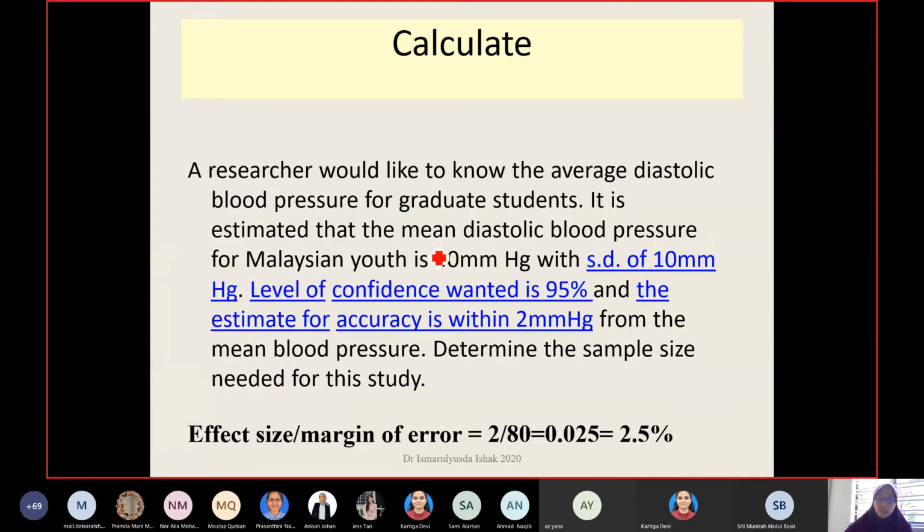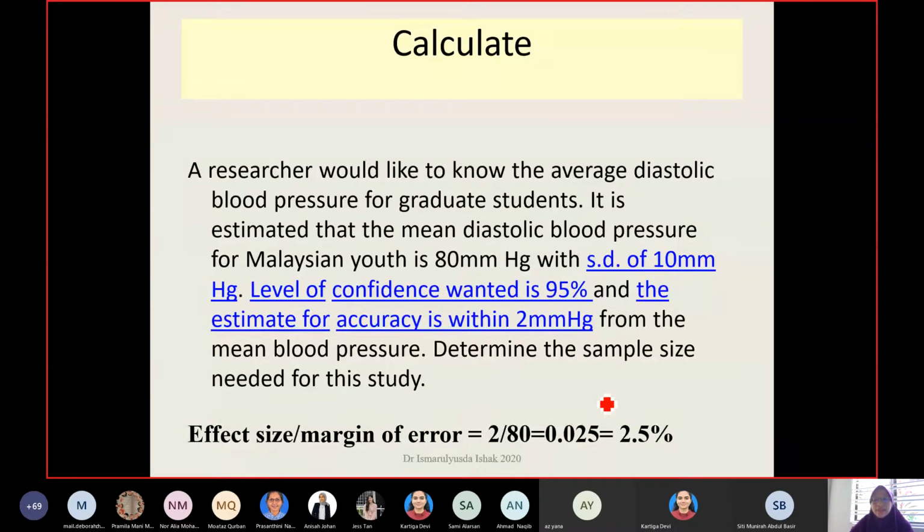Okay, calculate this one. A researcher would like to know the average diastolic blood pressure for graduate students. It is estimated that the mean diastolic blood pressure for Malaysian youth is 80 millimeter mercury with a standard deviation of 10 millimeter mercury. The level of confidence wanted is 95%, and the estimate of accuracy is within 3 millimeter mercury. So I calculate the effect size that has been used. This is an example by Prof. Baharudin.